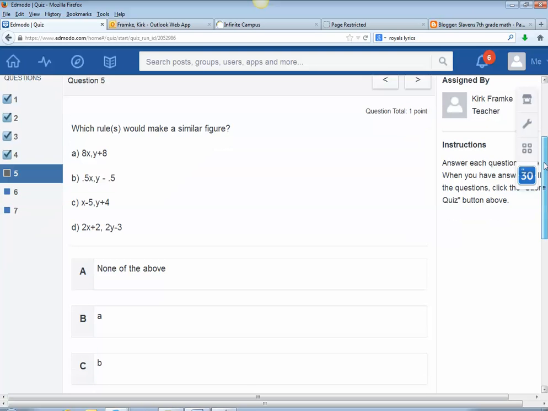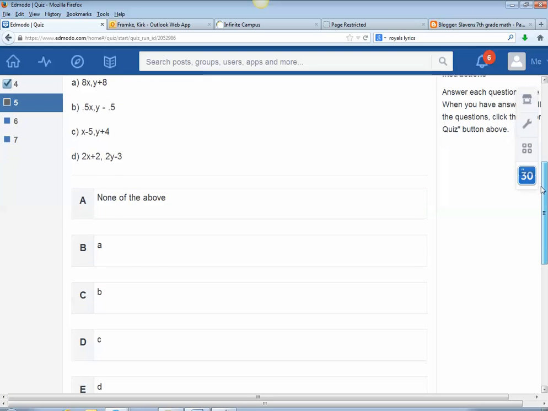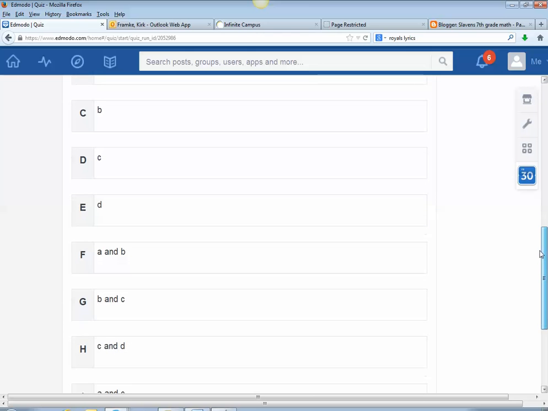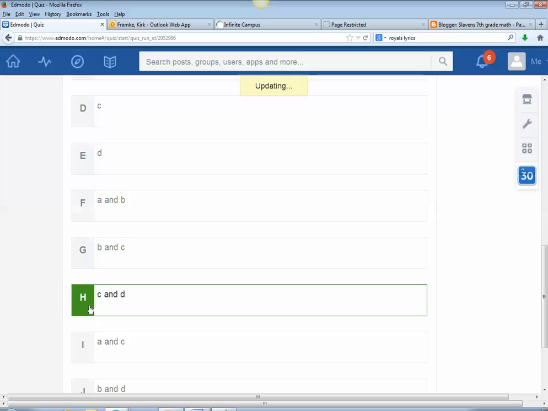Alright, so none of the above doesn't work because C and D are similar. A, B, C, no. A and B, no. B and C. C and D were both similar.